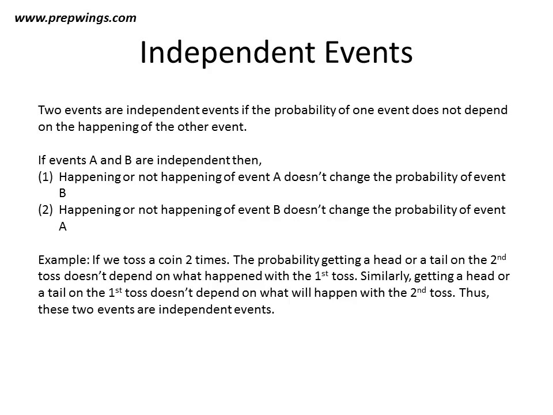Okay. So for example, if we toss a coin 2 times, the probability to get a head or tail on the second toss doesn't depend on what happened with the first toss. Similarly, getting a head or a tail on the first toss doesn't depend on what will happen on the second toss. Okay, so the probabilities are independent here for both the events. Thus, these two events are independent events.